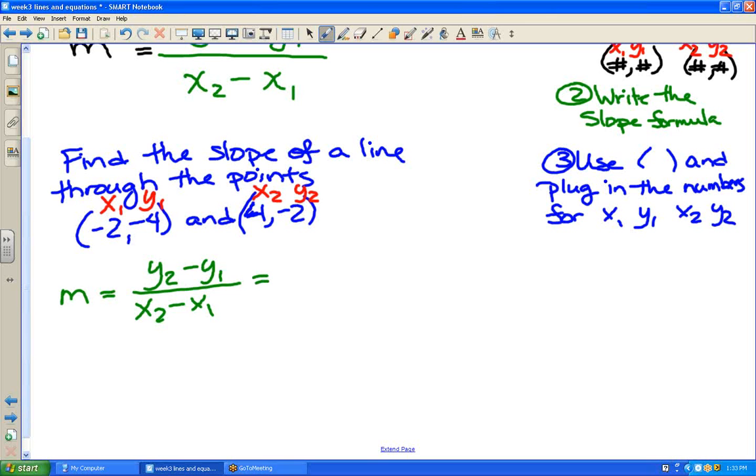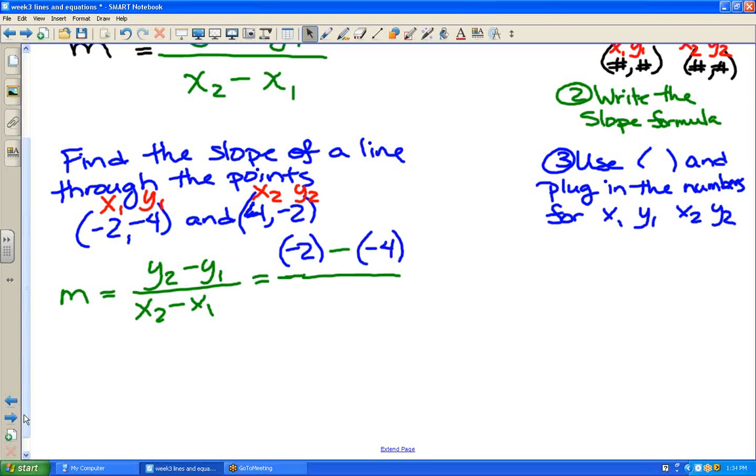So starting with m equals, I have a fraction bar. That's part of the equation. So y2 is a negative 2. Actually, I want to put it in blue. Okay, so blue, this is y2. That's something I have. I'm replacing it with a negative 2. Notice how I keep it in parentheses. The minus is part of your equation, so it stays there. y1, putting in parentheses, negative 4.